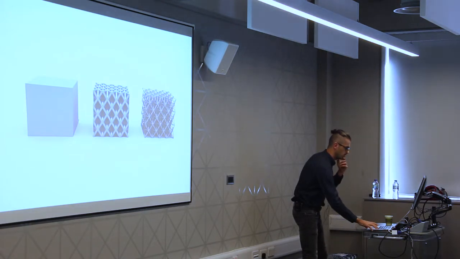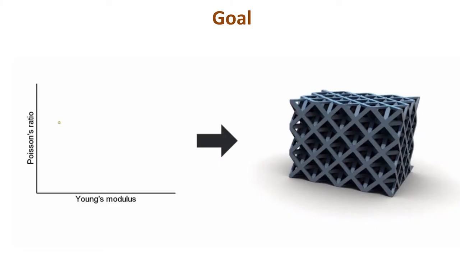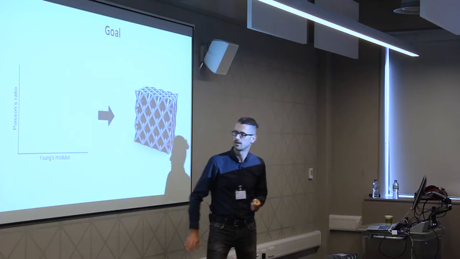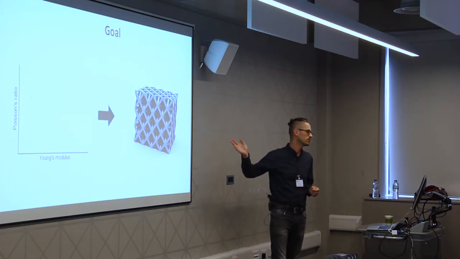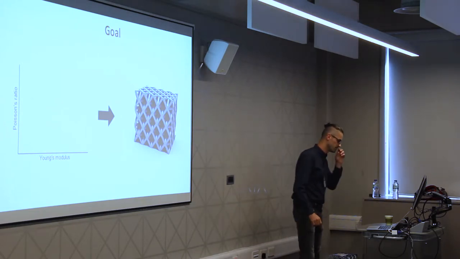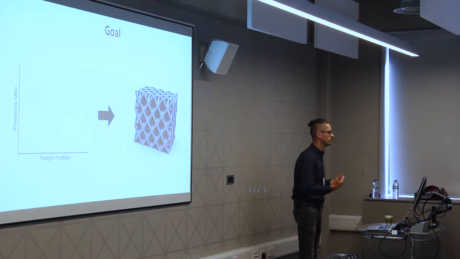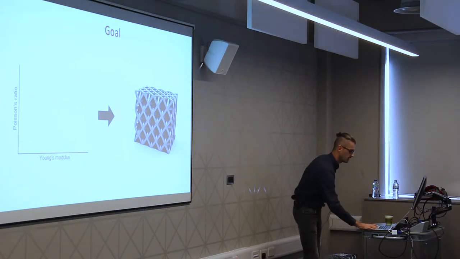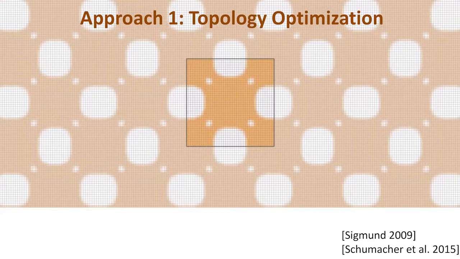And so what we want to figure out in this context is, for a given mechanical property, for example a certain elasticity and Poisson ratio, what is the microstructure that allows you to exactly reproduce that kind of behavior? There are various techniques for how you can try to answer that question, and one option one can look into is topology optimization.